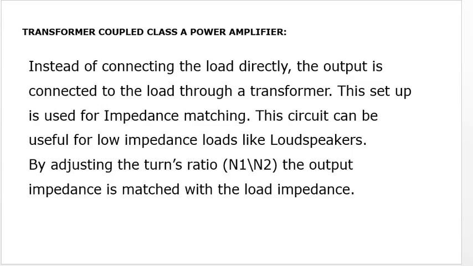So next one is the transformer coupled Class A power amplifier. In the transformer coupled Class A amplifier, instead of connecting the load directly, the load is connected through a transformer. This transformer setup is used for impedance matching, and here the turns ratio can be adjusted to match the load impedance with the source impedance.